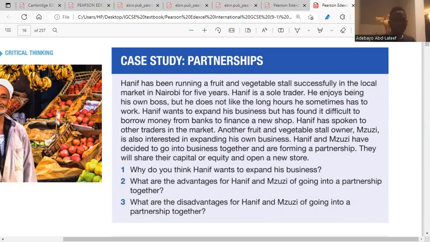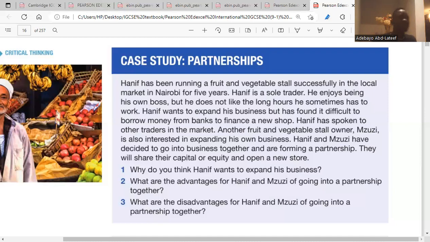Okay. So, what are the advantages of Annie and Nzuzi going into partnership together? We're talking about the advantages of partnership. Profit will be more. Capital. Yeah, that's an advantage. They have more working capital. More skills. Yeah, more skills will be added. Thank you. Okay. What else?